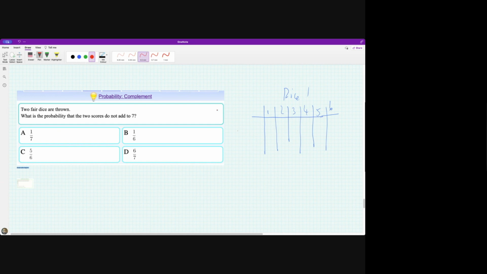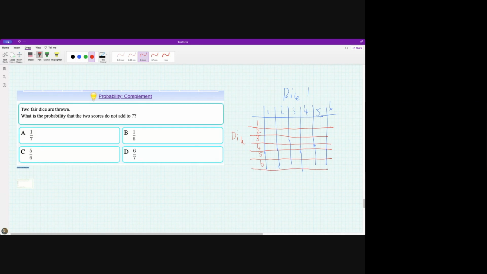I think I would go along and say, look, if that's dice number 1, dice number 2 could just go down here. And to make this a table, I'm just going to draw lines across like this. Now, it's not the best table in the world, but for the context of today, it will do the job. Now, we have to begin to answer the question.